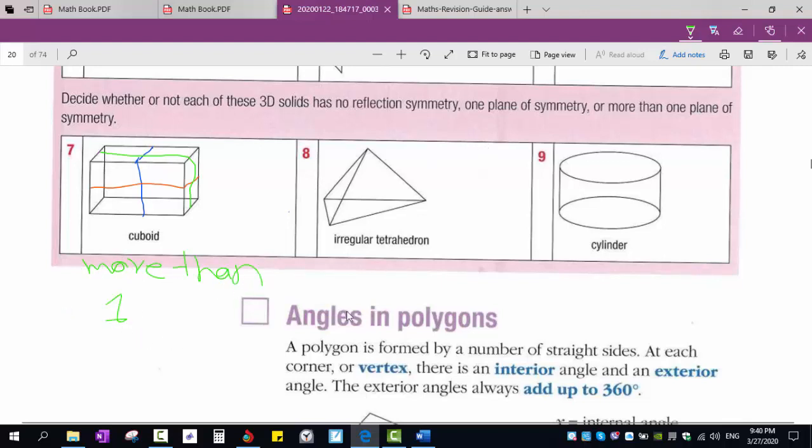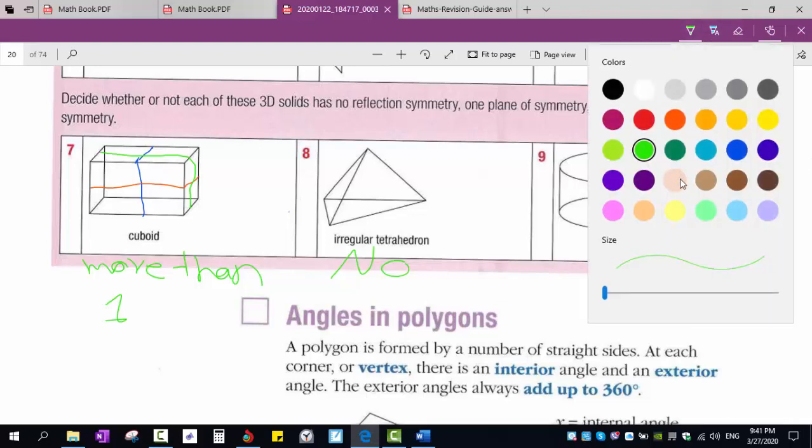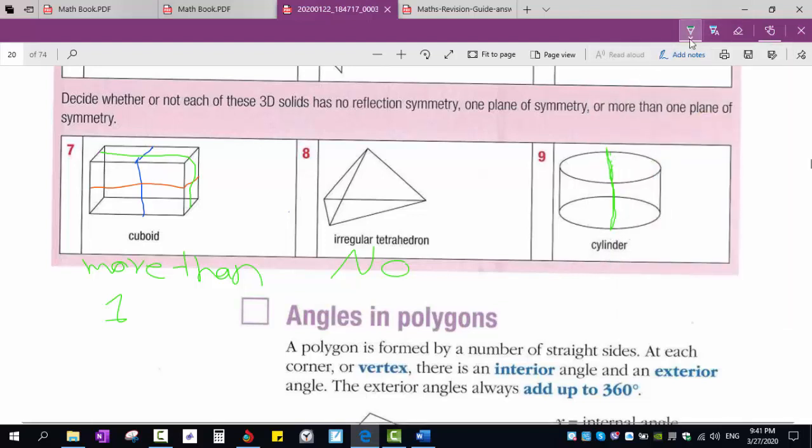More than one plane of symmetry. An irregular tetrahedron has no plane of symmetry. And a cylinder, we can cut the cylinder into 2 equal parts like this, so it gives 2 identical parts of the cylinder. And one more way is like this. So it has 2 planes of symmetry. That allows us to say it has more than one plane of symmetry according to the question.